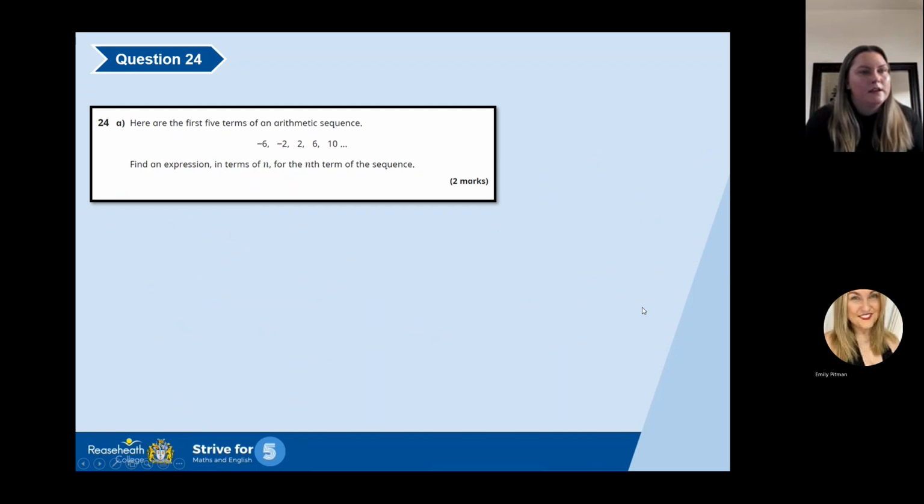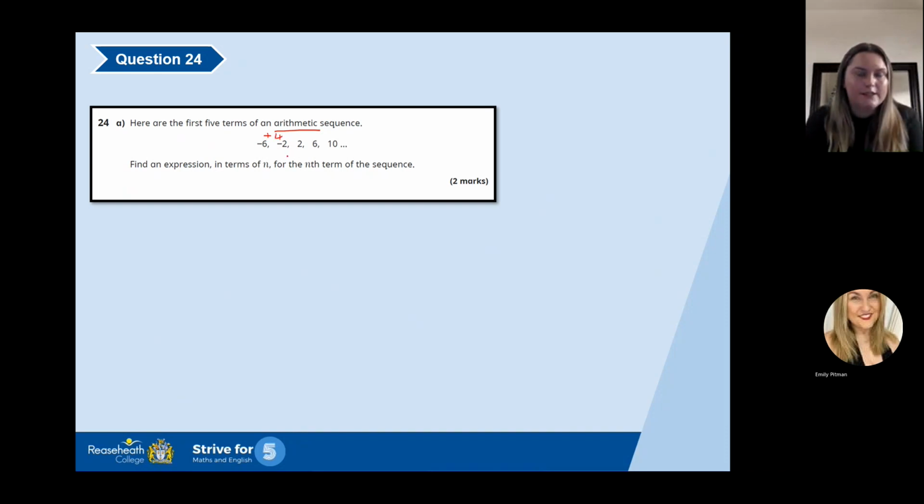Okay, let's work on sequences now. Question 24. Here are the first 5 terms of an arithmetic sequence. First of all, I'm thinking that gives me a little clue. Arithmetic means they're adding or taking away the same amount each time. So I'm going to see what the difference is between -6 and -2, which is 4.